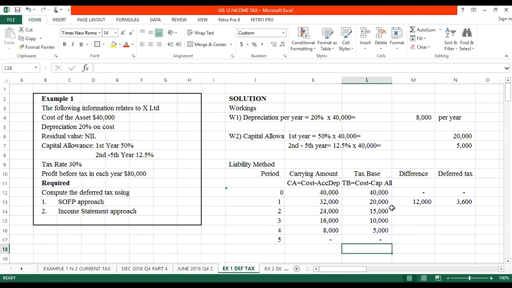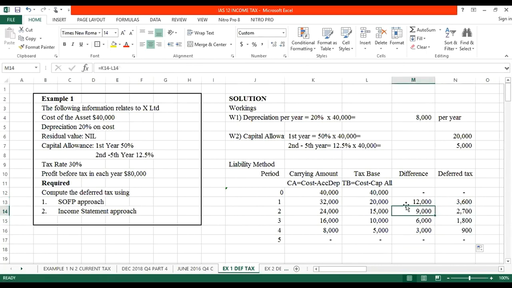What am I trying to say? The deferred tax is only temporary. Okay, instead of doing that, let me just scroll so that you can see, so that I save time. How do you get 2,700? It is 9,000 times 30%.